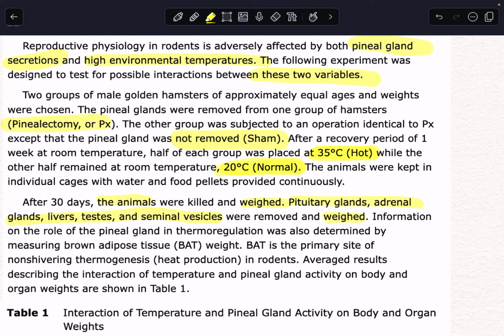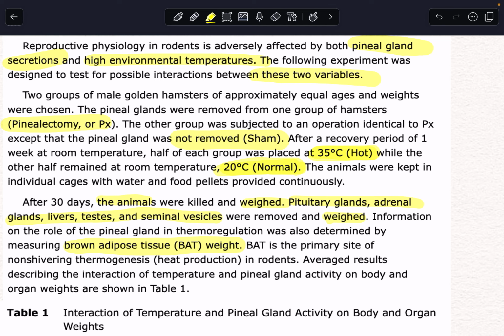Okay. Information on the role of the pineal gland in thermal regulation was also determined by measuring brown adipose tissue bed weight, okay? So this brown adipose tissue bed weight is also another dependent variable of my experiment, right? Other dependent variables are the weights of the animal's body and then the other organs like pituitary glands, adrenal glands, liver, testes, and seminal vesicles, right? Okay, but we're not really measuring the brown adipose tissue weight to see if it has an effect on reproductive physiology or not.